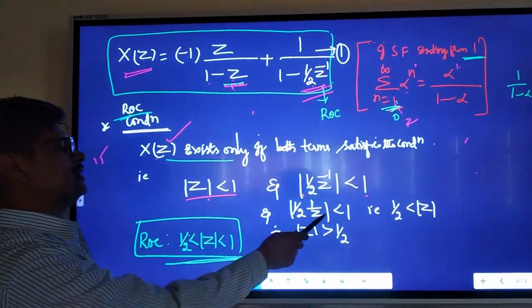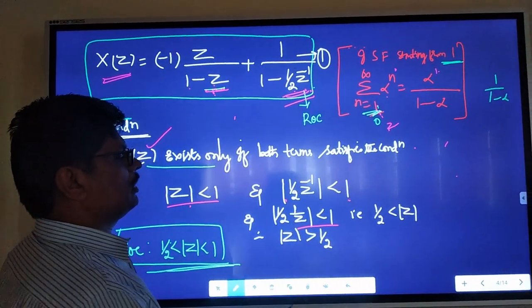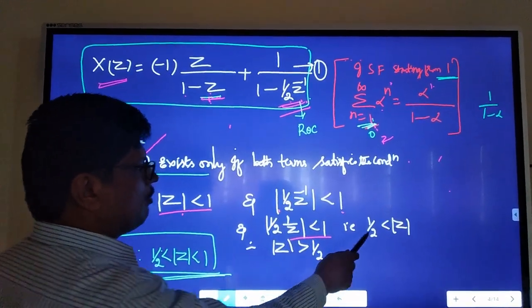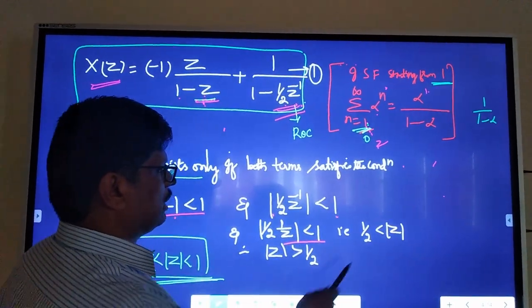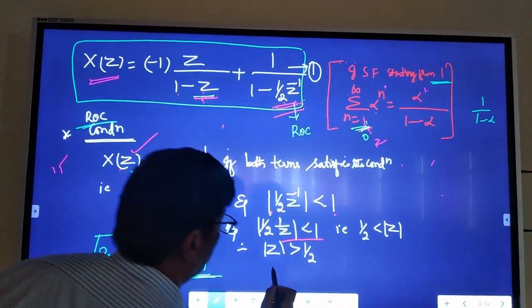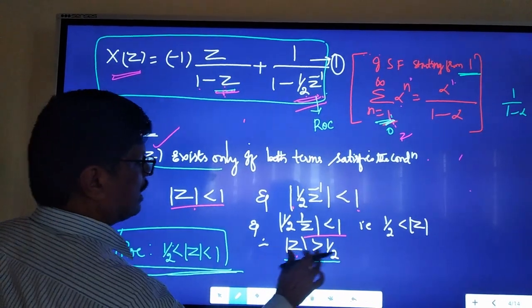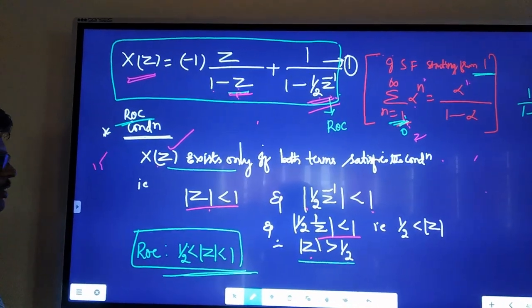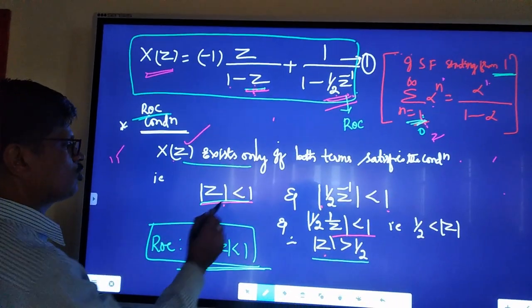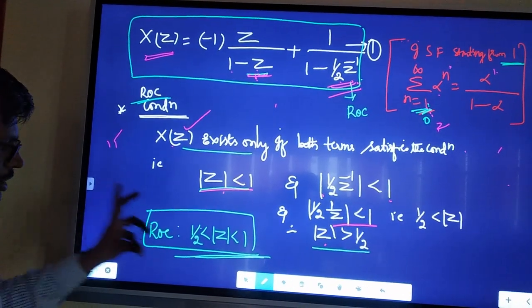Therefore, 1 by 2 mod z inverse should be less than 1. Therefore, that is nothing but 1 by 2 is less than mod z. That is nothing but mod z should be greater than 1 by 2. Second case, for the second term, mod z should be greater than 1 by 2. For the first case, mod z should be less than 1.